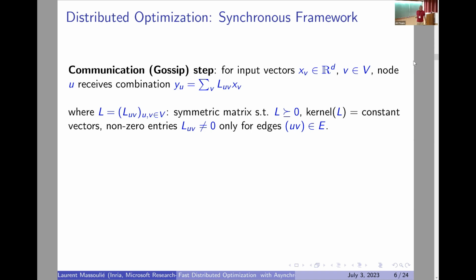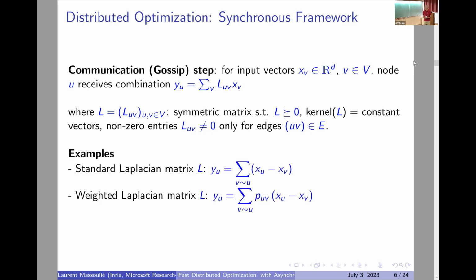and we'll make a number of assumptions on this matrix L. We'll assume it's symmetric, positive semi-definite. We'll also assume its kernel consists of constant vectors. And finally, we'll assume that the entries of this matrix are non-zero only if there is a communication edge between the corresponding two agents. And actually, you want to think of the Laplacian matrix of the graph as a matrix L that satisfies those assumptions. In particular, it will satisfy this assumption that its kernel corresponds to the constant vectors if the graph is connected.